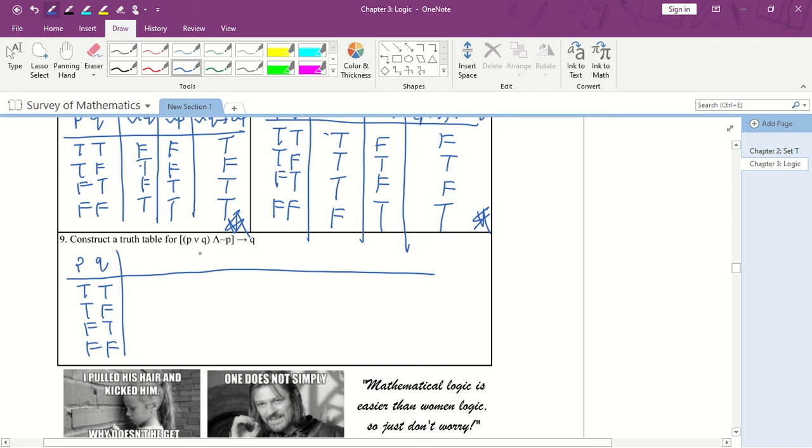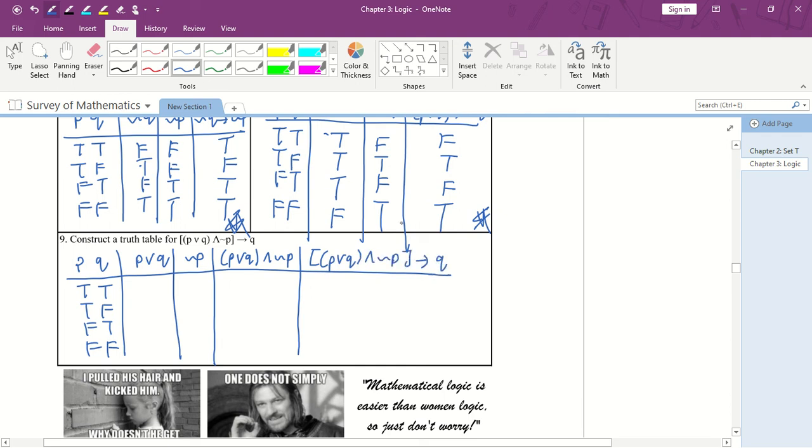And first one, what should we write first? P or Q, from the left to the right. So we have P or Q. And the next one, P or Q and negation P. Can we do that? No, because we don't have negation P. So we put negation P. Then again, P or Q and negation P. Yes, we can do that. And can we straight away go to Q? Yes, because we have Q already right here. So we can straight away do P or Q and negation P, to Q.